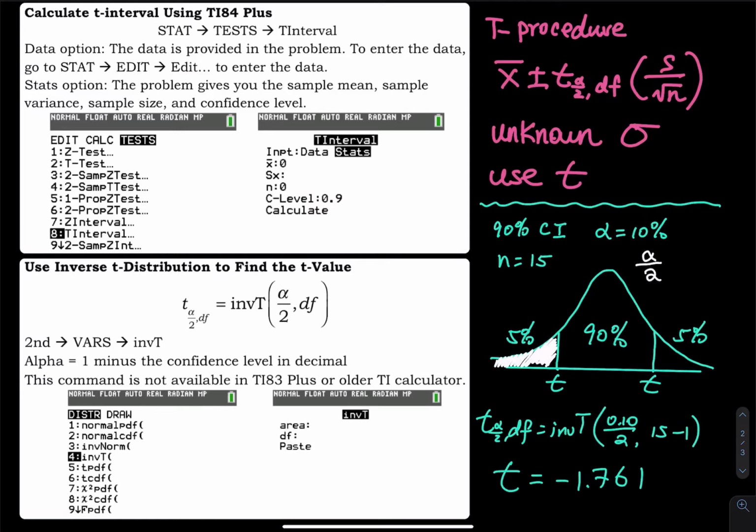What you have to do is go to 2nd, VARS, and then select invT. I know if you are using the TI-83 Plus, there is no such option. Here is what you can do. If you are using a TI-83 Plus and there is no inverse t, either you watch one of my videos to learn how to program it manually into your TI-83 Plus, or, if you are taking an online class and everything can be done online, you can go to Google and look up an inverse t distribution calculator.